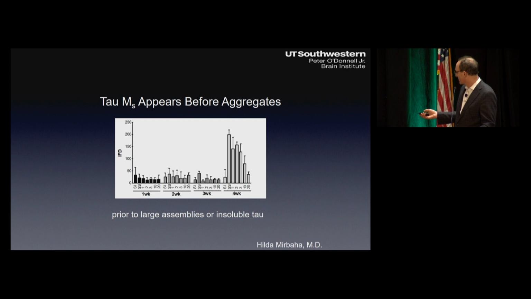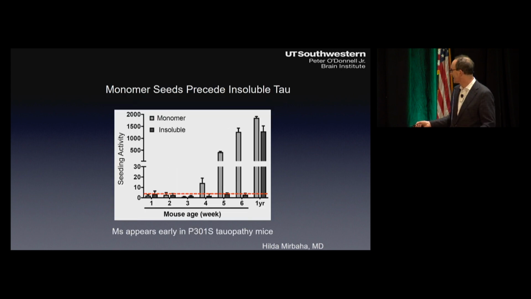So we took a mouse that gets progressive tauopathy, and we killed these mice at 1, 2, 3, or 4 weeks and purified the tau from their brain, looking at different assembly sizes from 1 up to 10 or 20. We saw nothing in terms of seeding activity until 4 weeks of age, when all of a sudden the monomer fractions showed seeding activity, and that fell off as we purified fractions that would have had larger assemblies. In other words, the first thing we could see was the monomer in these mice.